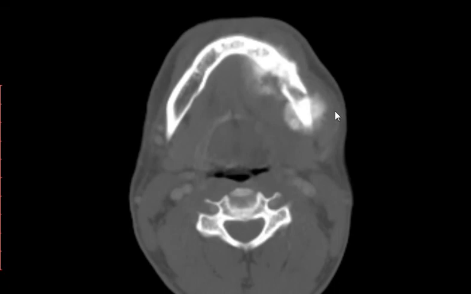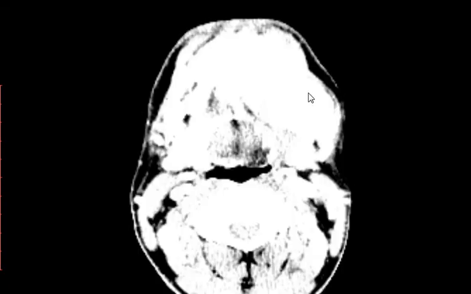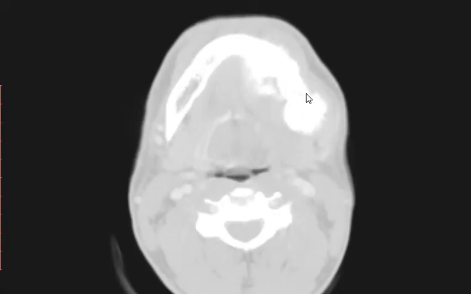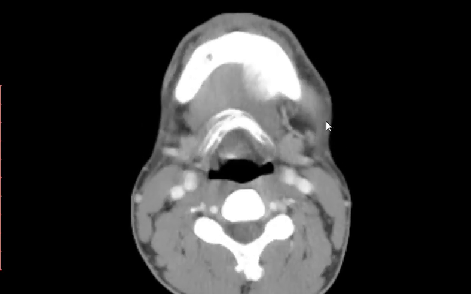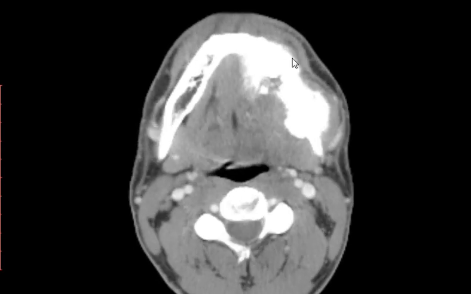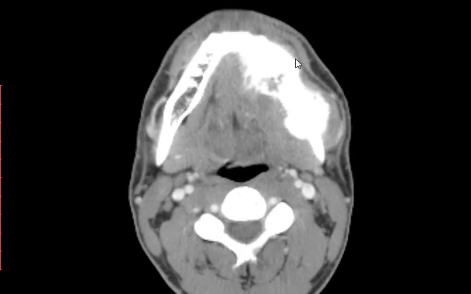Let's go to the soft tissue window. Where is it? Yeah, let's see that. Do we have a soft tissue component or not? There is a big soft tissue component in the left side of the mandible. Does it destroy the bone? Yes, it is a destructive lytic lesion. It has a sunburst periosteal reaction.